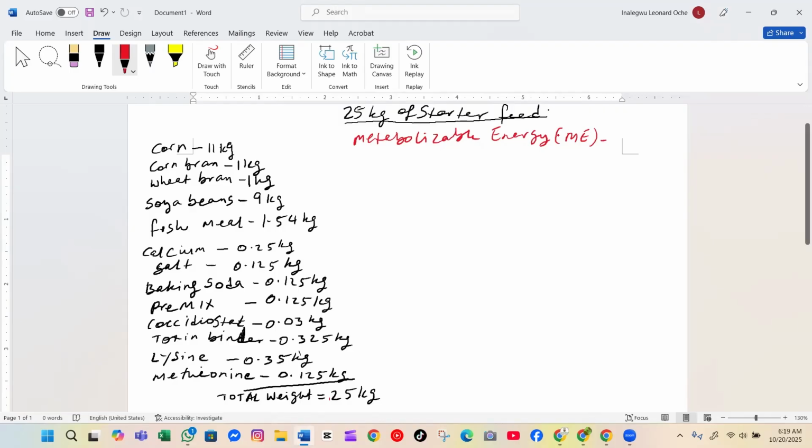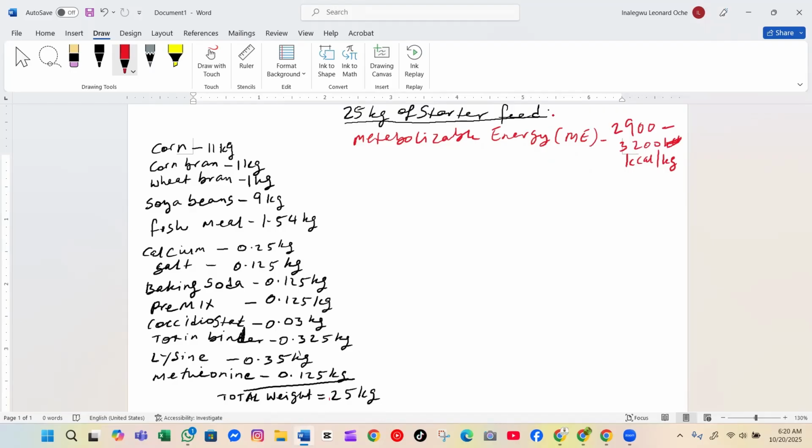Now, online, for starter feed it is usually between 2,900 to 3,200 kilocalorie per kg. Okay, kilocalorie per kg, that is the unit. So this is what we got online.